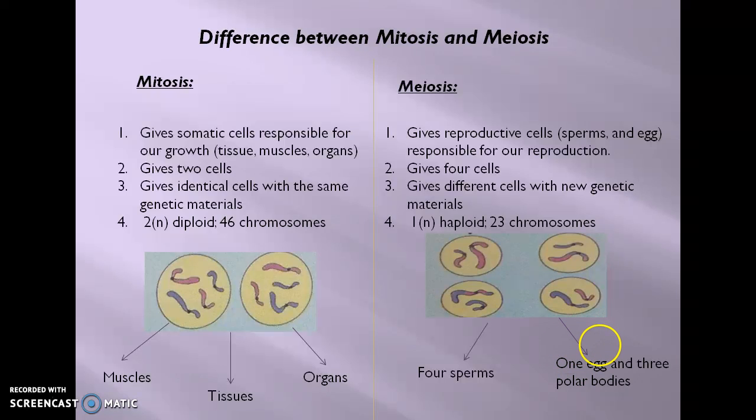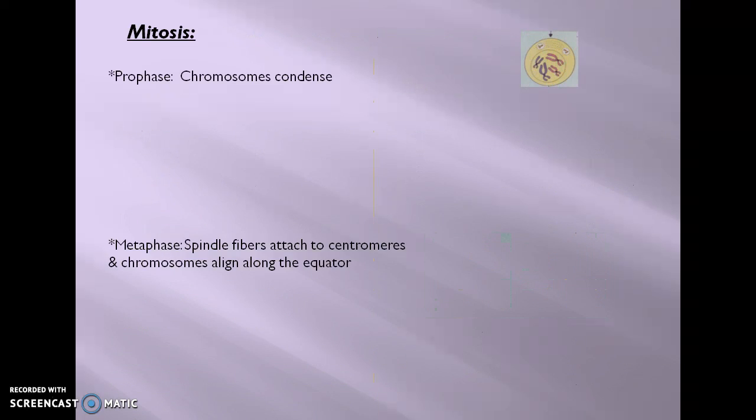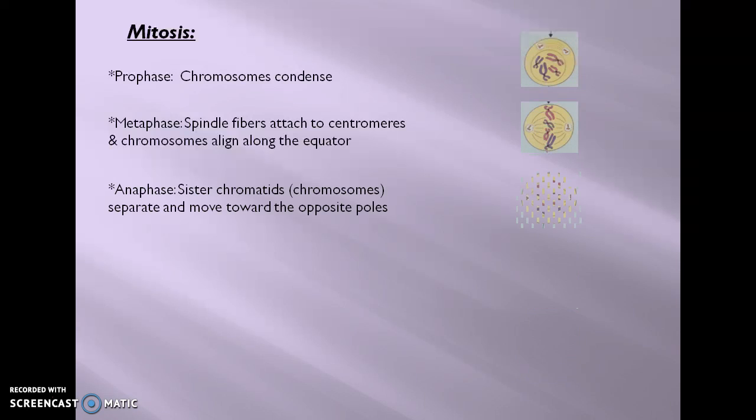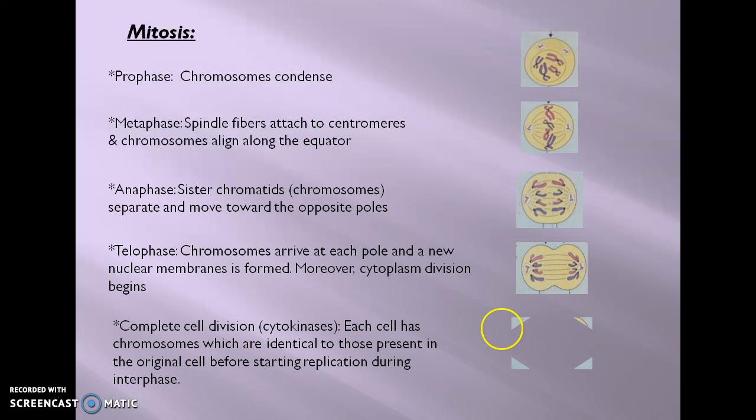When it is fertilized, the egg contains n chromosomes and the sperm contains n chromosomes, so they will form the zygote, which contains 2N or 46 chromosomes, and this zygote will later form the baby. So now I will talk about mitosis in detail.